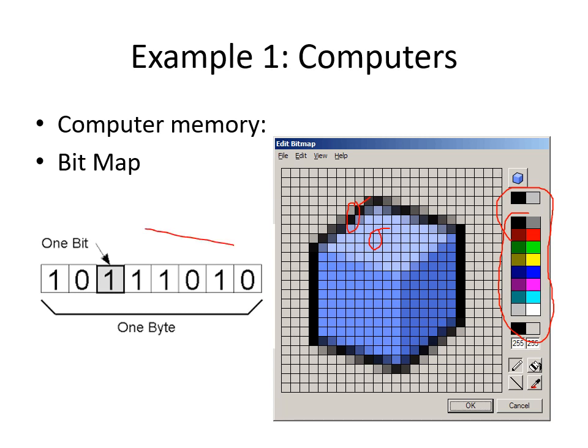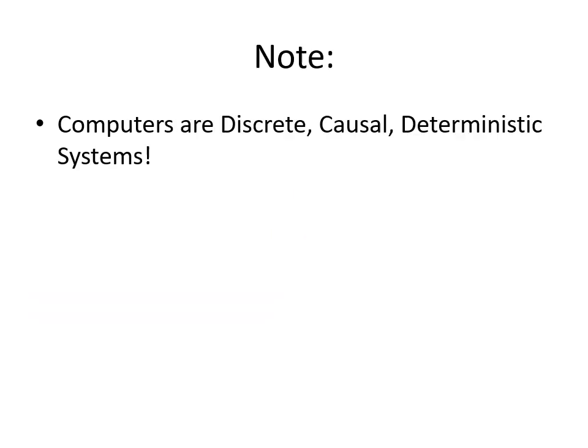Also, an example of a discrete system is like computer memory. Each memory can exist of one bit, and that bit can only either be in the 0 state or the 1 state. If it's in any other state, well, the computer is not functioning properly. And there's a note here that computers are discrete, causal, and deterministic systems. So if you reviewed the video on deterministic systems, you will understand what we mean by a deterministic system.